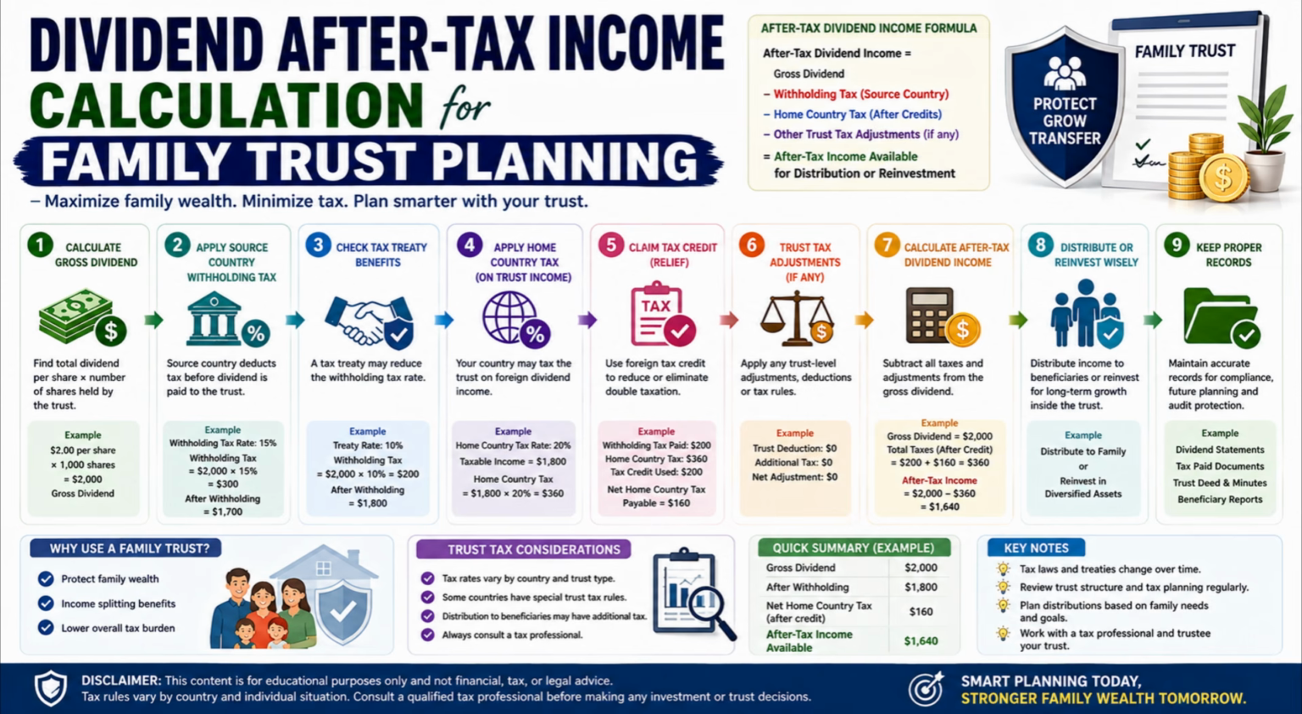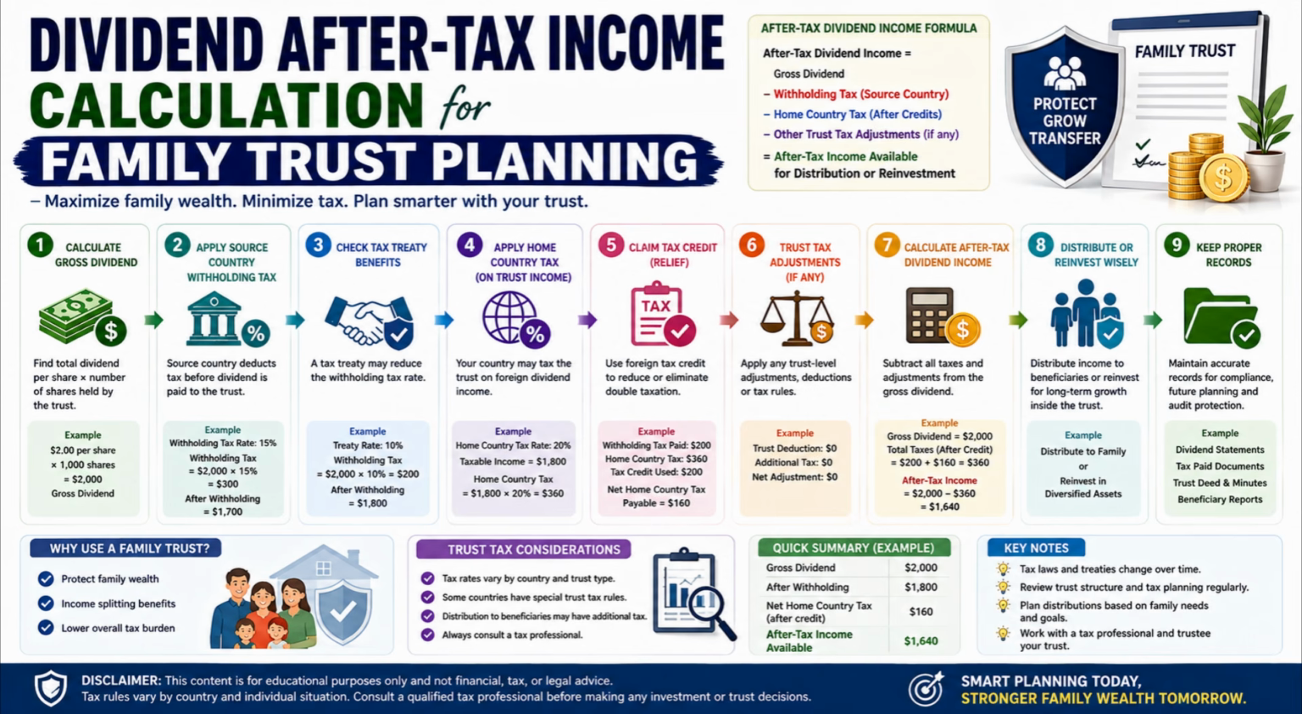Next, you need to apply source country withholding tax. If the dividend comes from a foreign company, the source country may deduct tax before the dividend reaches the trust. For example, if the withholding tax rate is 15% on a $2,000 dividend, the withholding tax would be $300, and the amount after withholding would become $1,700.